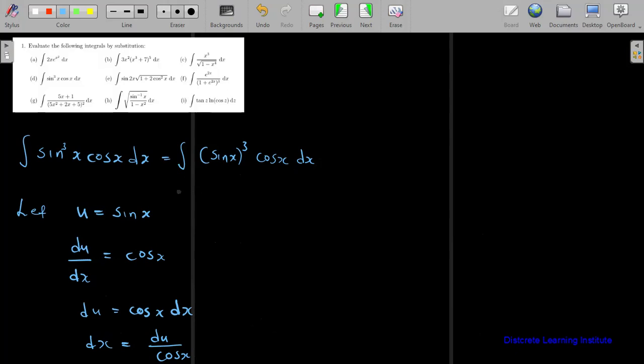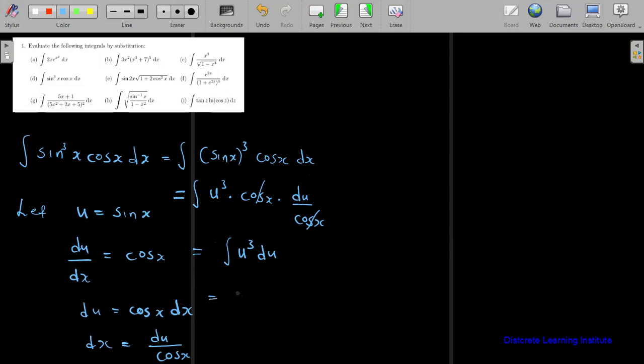So let me replace it from here. So this is equal to the integral. So sine x is u. So this is going to be u to the power 3 multiplied by, I still have my cos x here, then multiplied by dx, which is just du over cos x. And here you can cancel out the cos x to have the integral of u to the power 3 du, which is an easy integral to evaluate.